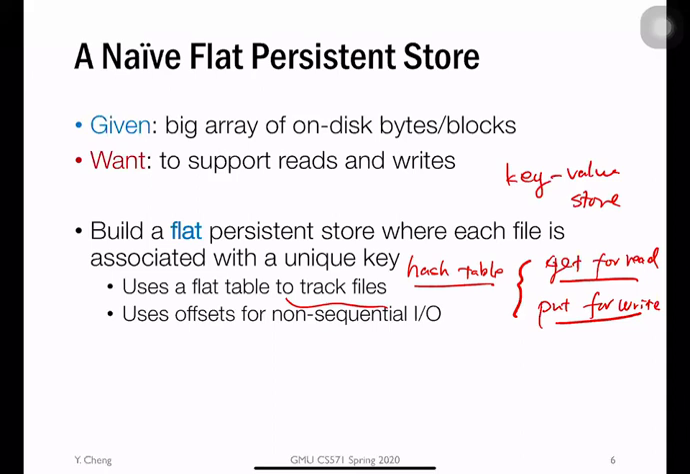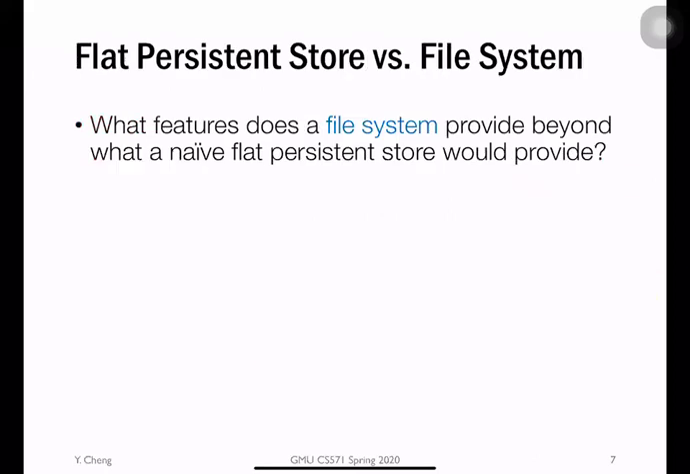And to perform in situ read and write, you can just manipulate the offsets to facilitate these non-sequential random I/O operations within a particular file, within a single object. And each object is associated with a unique key, okay? Kind of like a key value store.